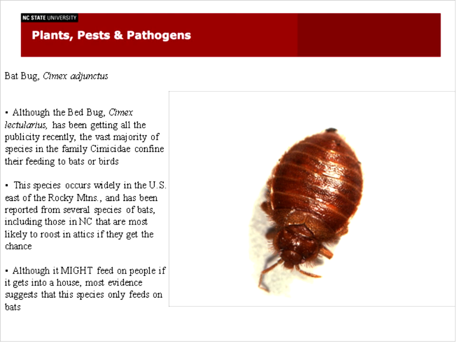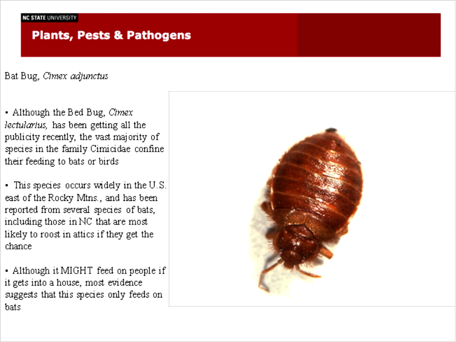And one species that we do sometimes get in that is very closely related and very similar to the bed bug is the bat bug, Cimex adjunctus. And this species occurs naturally here in the United States, generally east of the Rocky Mountains, from Florida probably to Canada, and has been reported from several species of bats, including species like big brown bat, little brown bat, and other species that are the ones most likely to roost in our attics if they gain access to our attics.